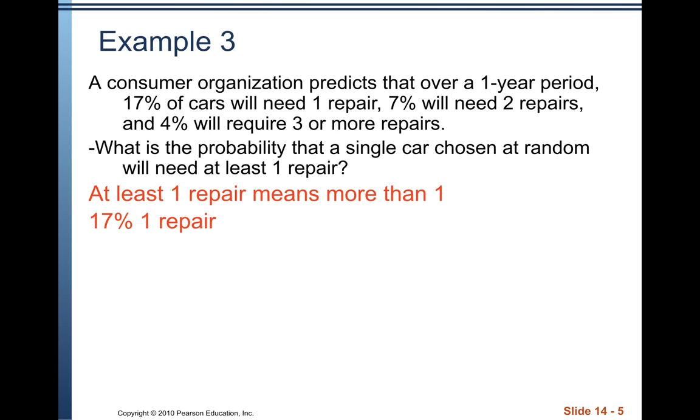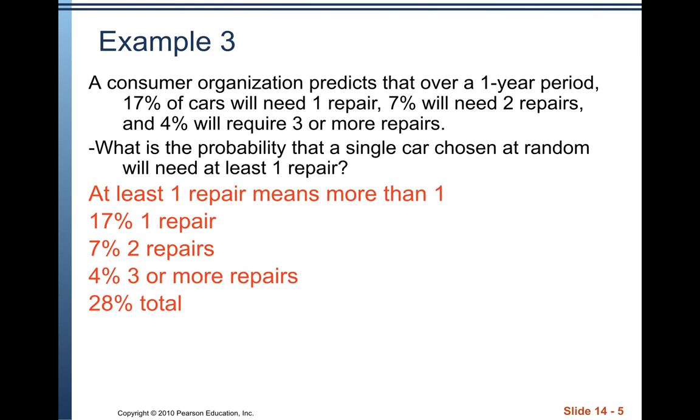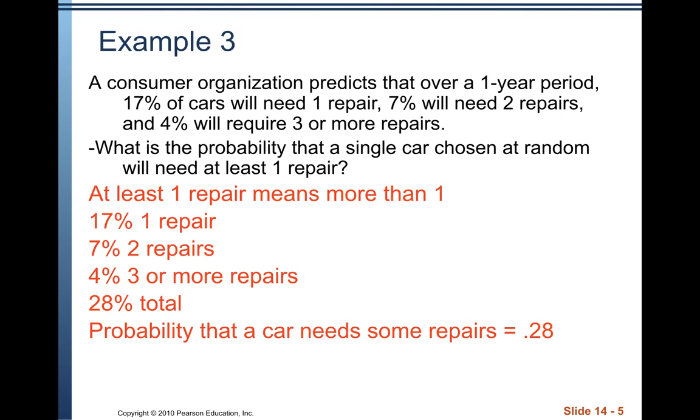So this goes back to our information. We know that 17% need 1. We know that 7% need 2. And we know that 4% need 3 or more. If I add all that together, I get 28%. So the probability that a car needs some repairs or more than 1 is 0.28 or 28%.